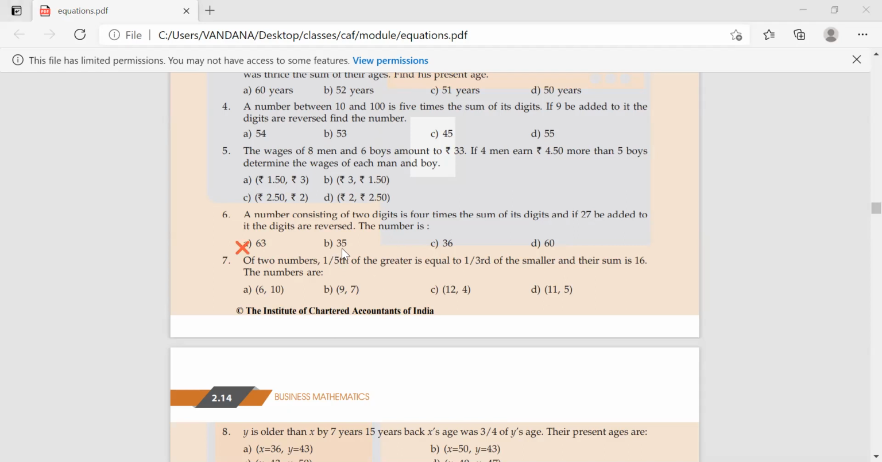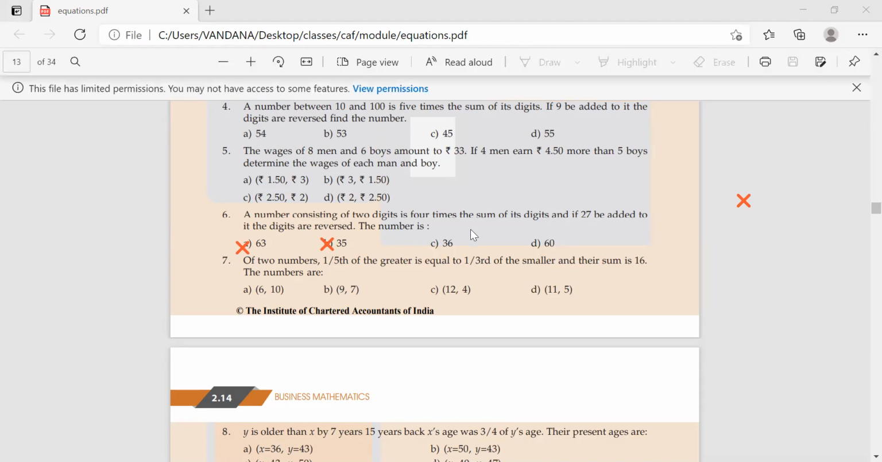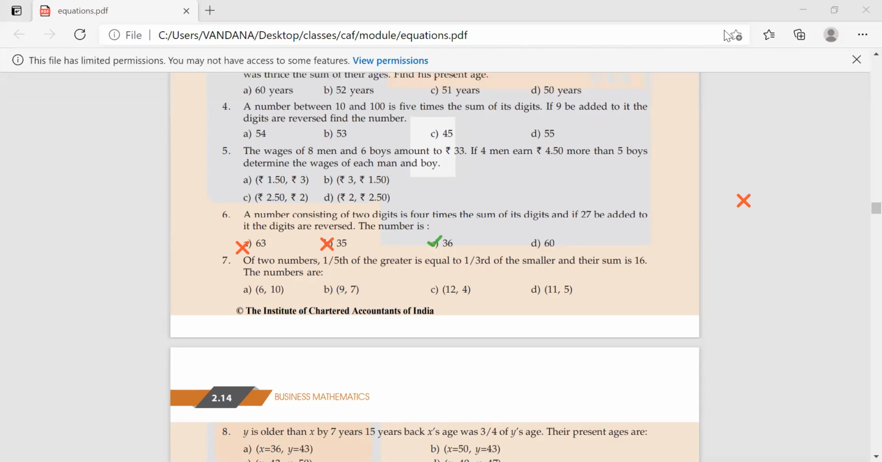35: 3 plus 5 is 8, 8 into 4 is 32. No. Then 36: 3 plus 6 is 9, 9 into 4 is 36. So the first condition is done. Add 27 to 36 and see if it is 63. If you add 27 to 36, yes, your answer is 63. So your option is C.